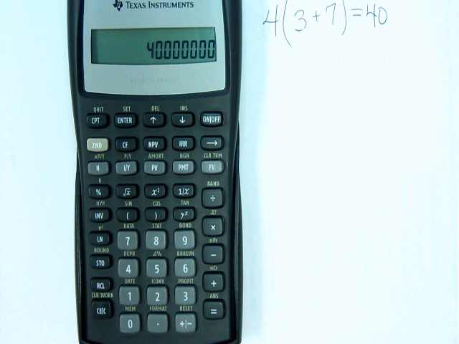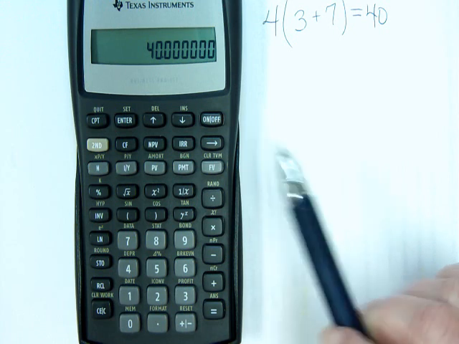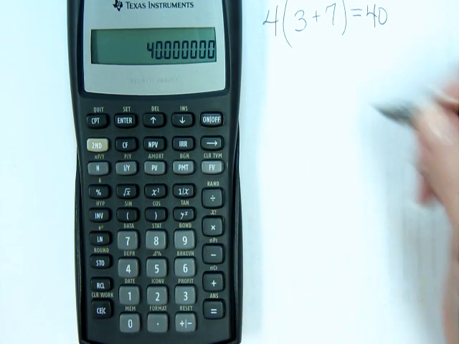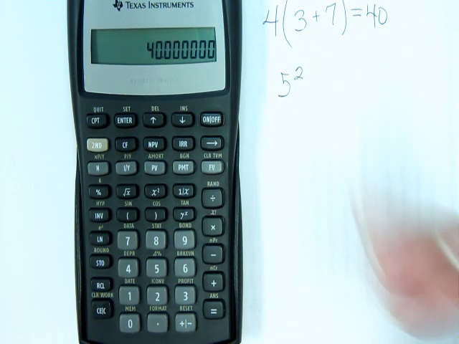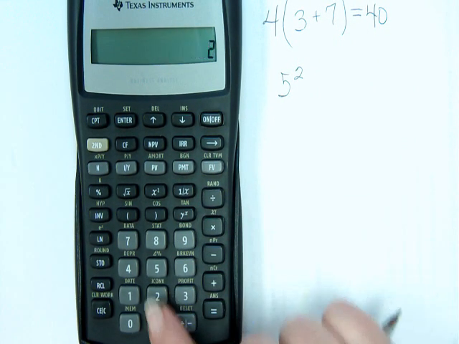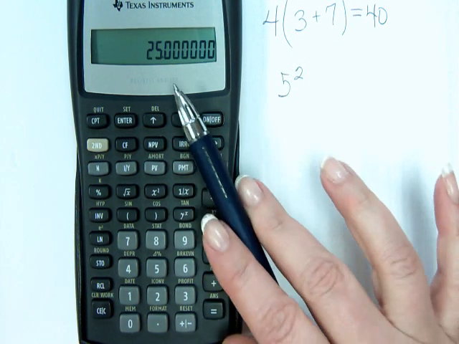Now, another feature is the exponent key, which you will often use when calculating the time value of money. Anytime you need to raise a number to a power, you can use the y to the x key. So let's work the problem 5 squared. Now, we know that that answer is 25, but to enter this equation, you would enter 5, y to the x, 2, y to the x, and your answer should be 25.